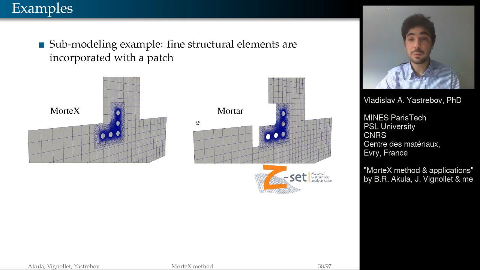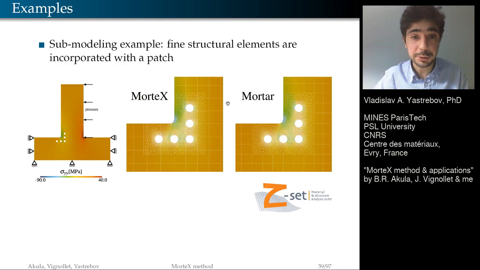Another example, the same submodeling, where you would like to add some fine features in the coarse mesh structure, so with 5 holes. And with MorteX we will be able simply to add this patch to the existing mesh, whereas in Mortar you will need to cut and prepare a special hole of the same dimensions. Again, here is the comparison of results.